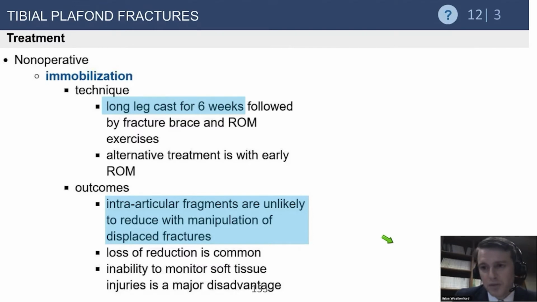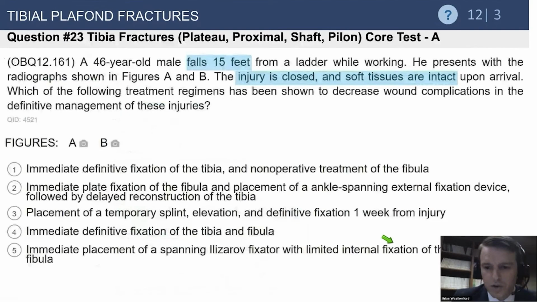Alternatively, these people can be treated with early range of motion, perhaps with the use of a cast boot or a walking boot. Clearly, the intra-articular displacement and the fragments are unlikely to reduce with manipulation of a displaced tibial plafond fracture, and you're going to have to accept that articular malalignment to avoid whatever complication you are concerned about. It's common to lose reduction, and it's common to have issues with the soft tissue because you're unable to control the fracture fragments.